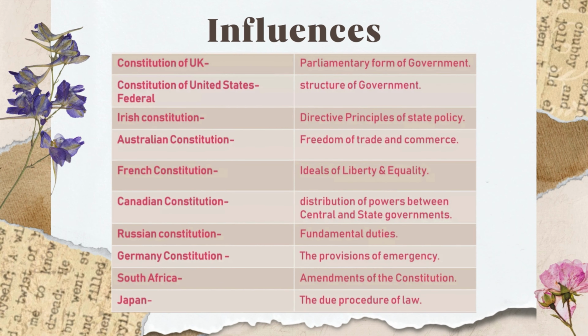Now let's look at the constitutions of other countries that influenced our Indian Constitution. The Constitution of the UK influenced the parliamentary form of government. The Constitution of the United States influenced the federal structure of the government. The Irish Constitution influenced the directive principles of state policy. The Australian Constitution influenced the freedom of trade and commerce. The French Constitution influenced the ideals of liberty and equality, while the Canadian Constitution influenced the distribution of powers between the central and the state governments.